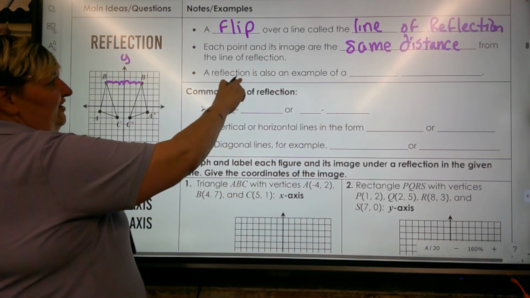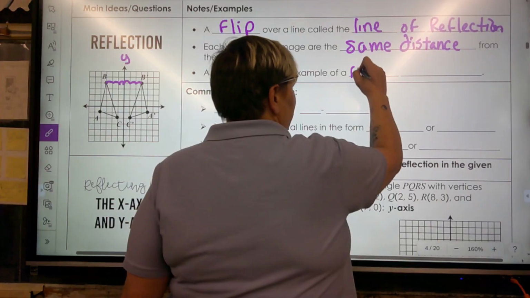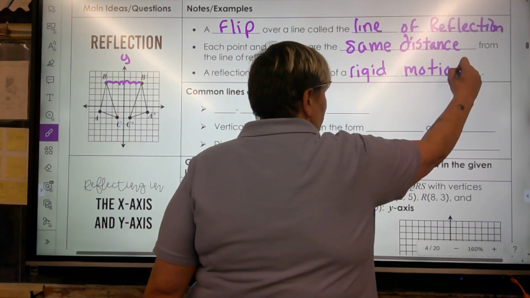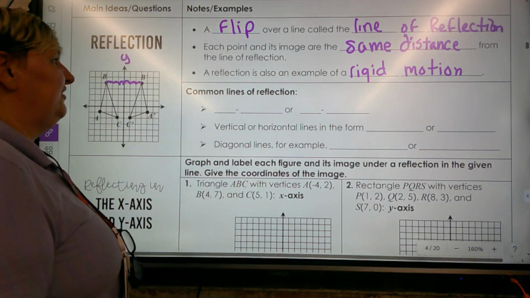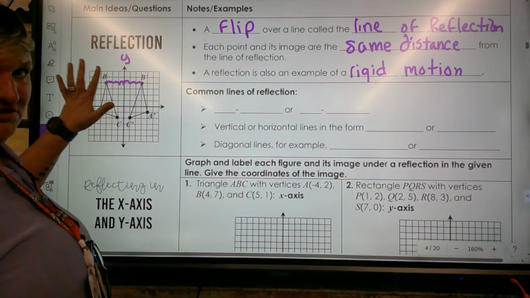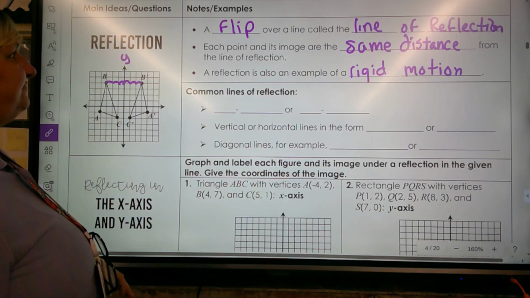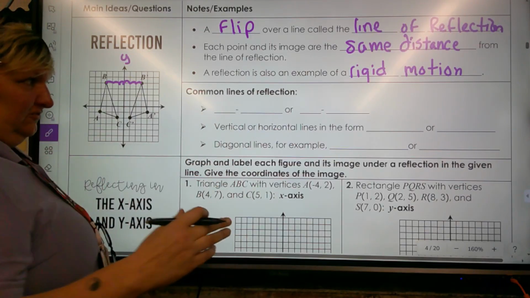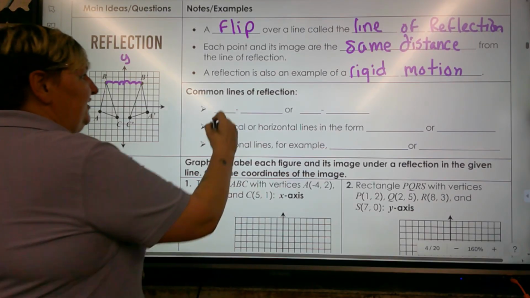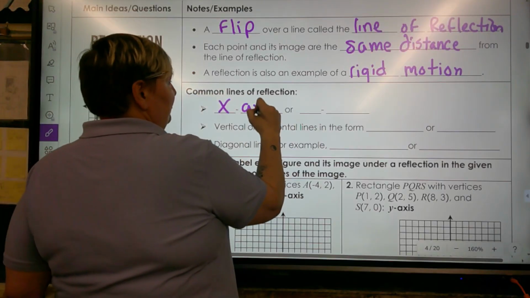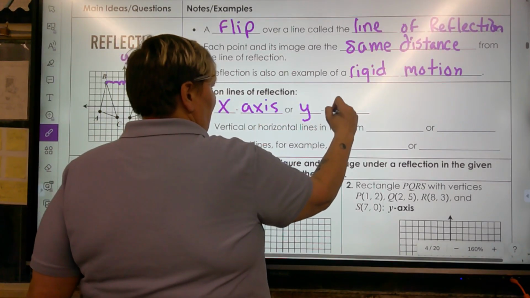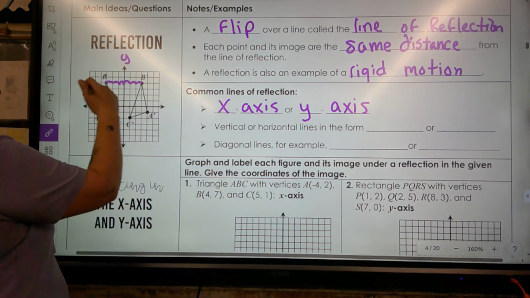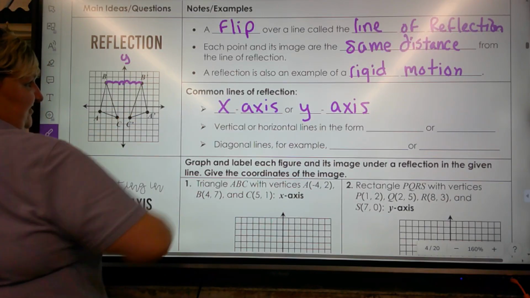A reflection is also an example of a rigid motion. Remember, I just said that because it doesn't change the size or the shape. Right? It preserves the original shape. Right? Common lines of reflection. So most of the time you're going to be reflecting over the x-axis or the y-axis. These are the most common. You're either going to reflect it over the y-axis or you're going to reflect it over the x-axis.